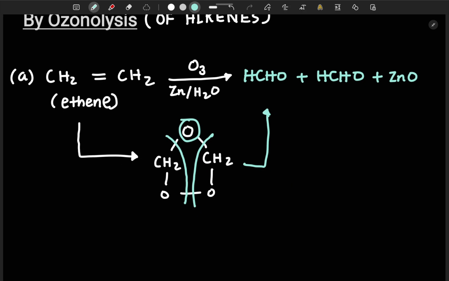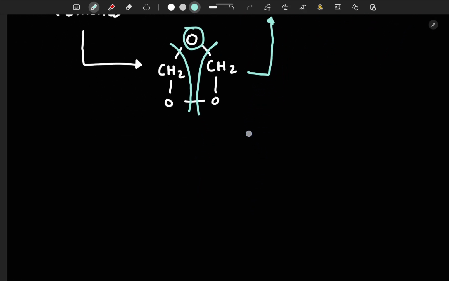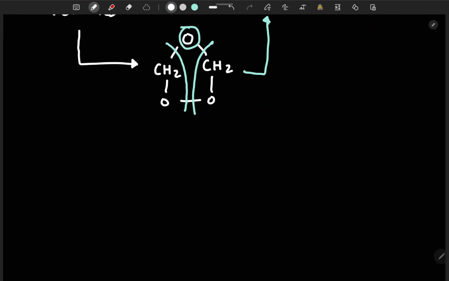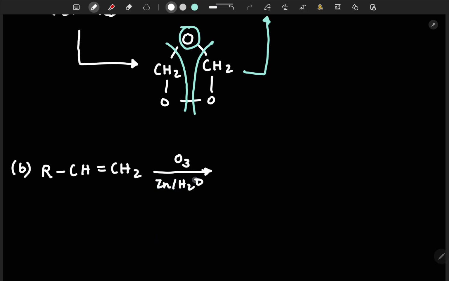I hope it was not too difficult to understand for the first time, so I'll take another example. This time, let's take an example in which we attach an alkyl group to it. For example, RCH double bonded with another carbon. In this case also, we take the same things: ozone, zinc and H2O.